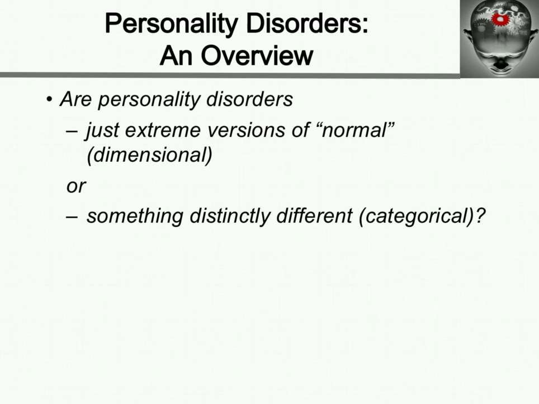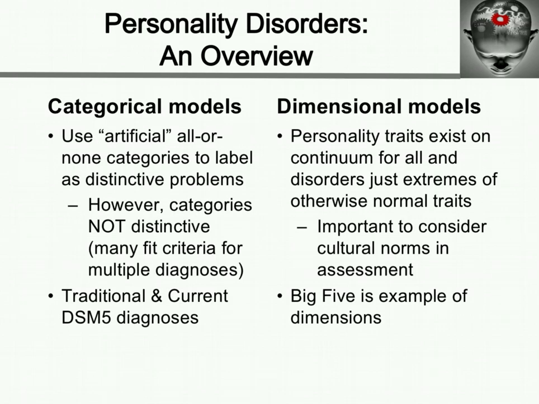The version of this that says that personality disorders are something other, distinctively different, is called categorical. And the view on personality disorders that says that they are just extreme variations of normal is called dimensional. The categorical model is the traditional model we've used for psychological personality disorders. It's also the model that is used in the current DSM-5 as the primary model for diagnosing the psychological disorders.